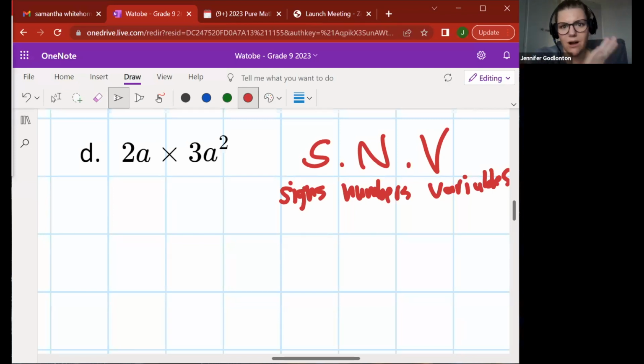First thing we look for are they positives? Are they negatives? What's our situation? Look at your numbers, multiply them together, then look at your variables, see which your answer is going to be. Okay.